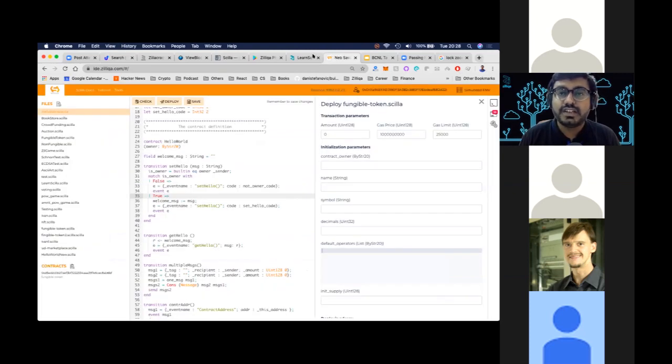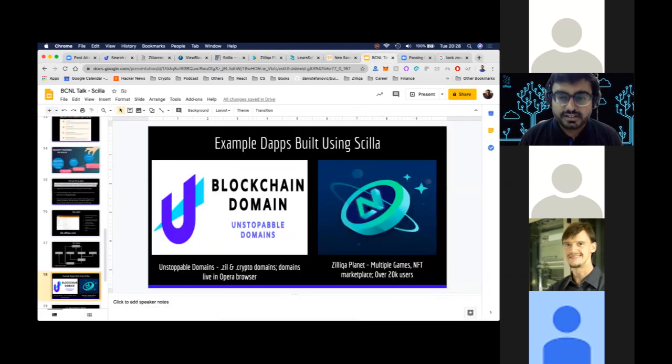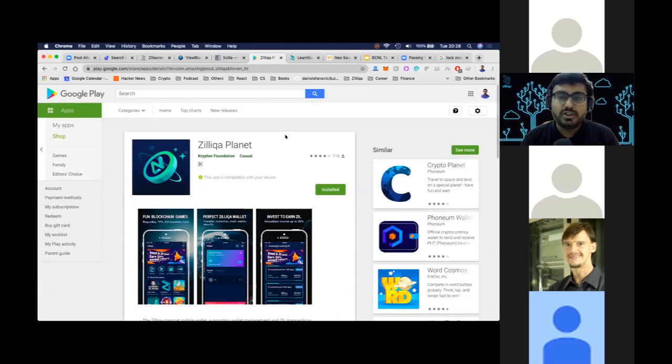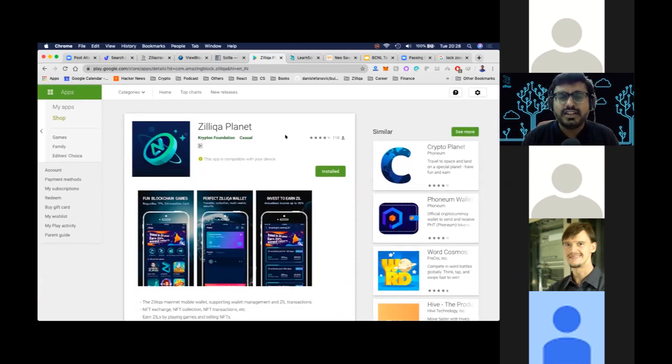Yeah, and we have Zilliqa Planet. Zilliqa Planet is again multiple games. It has an NFT marketplace. Amrit also had mentioned Mintable and Switch.io. These two are also dApps that are upcoming, and of course the whole ecosystem is also getting built. But these are sort of more developer apps. I would say developers like to make games and some passion projects and stuff. And yeah, Zilliqa Planet is actually available on mobile. Yeah, I think it has around 20,000 users.